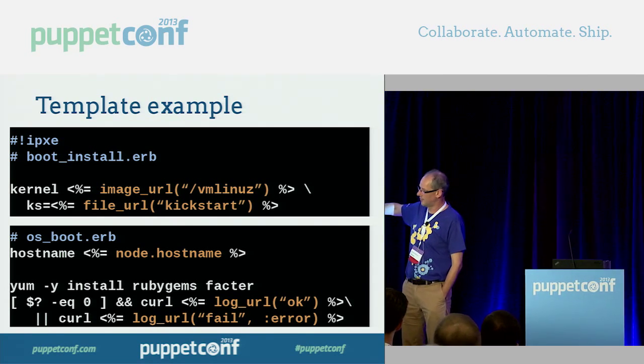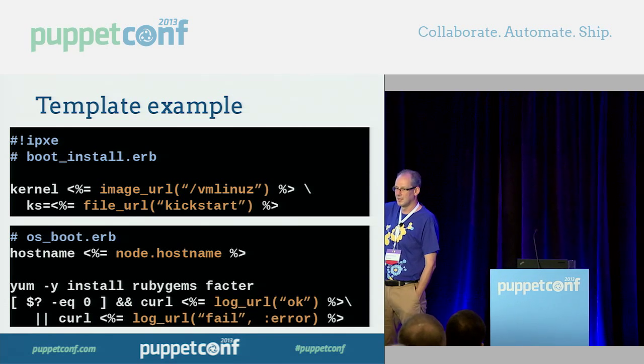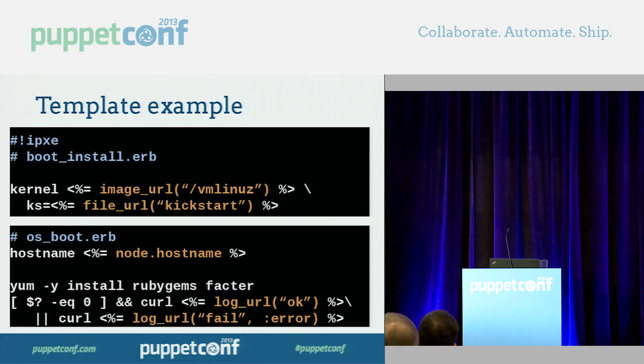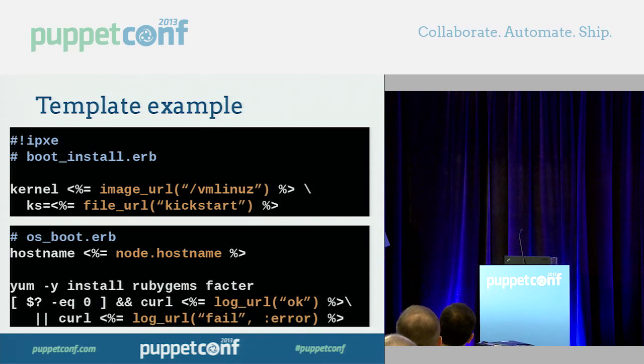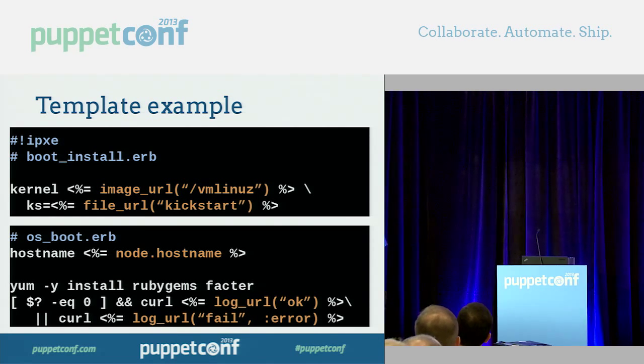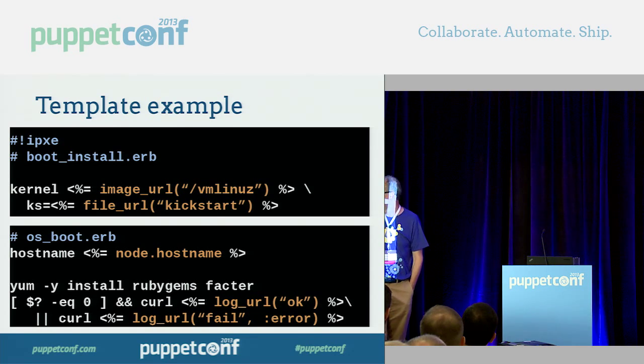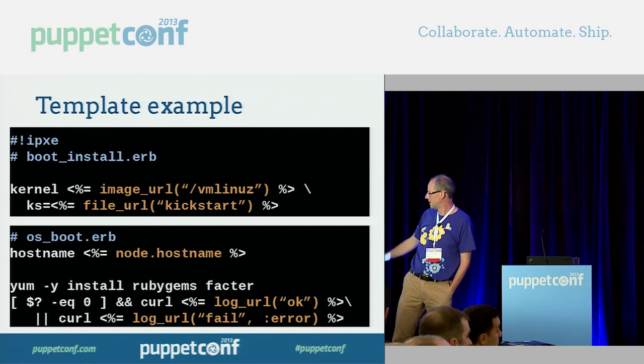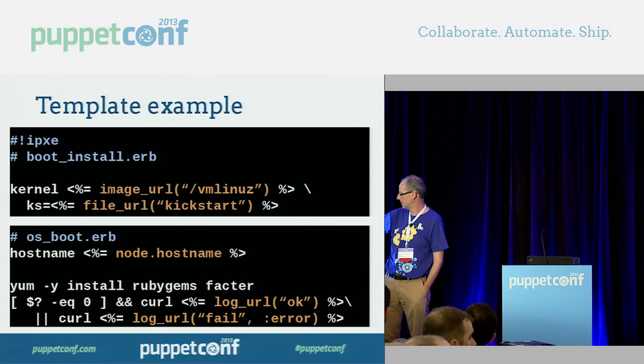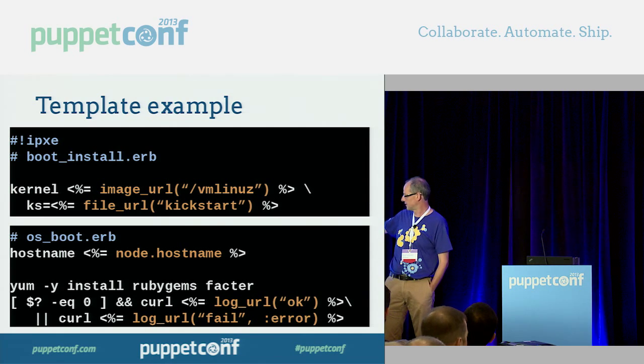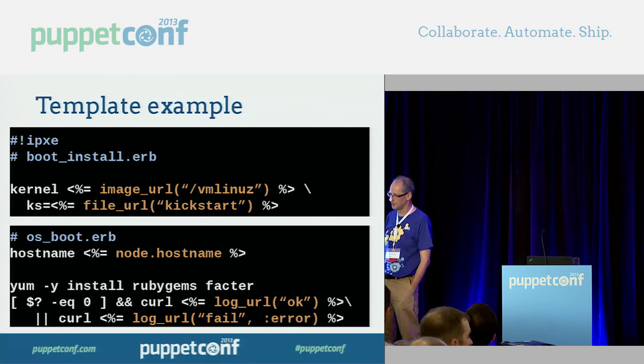Similarly, this is a snippet from like the post-install script that at some point calls the host. So this is a shell script eventually. It calls the host name command. You have access in these templates to the node object, so you have access to the facts and some other metadata that we store. And down here we run a yum command, and then if that succeeds, we just tell the server everything's okay, and if it fails, we log an error on the server.